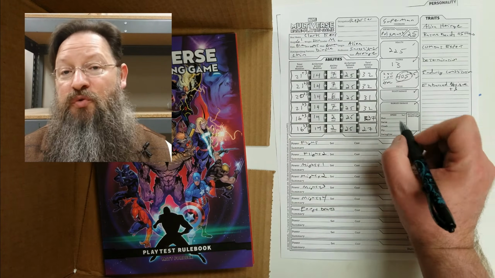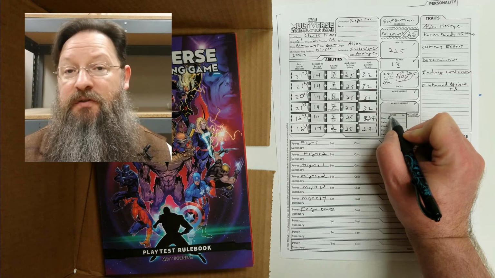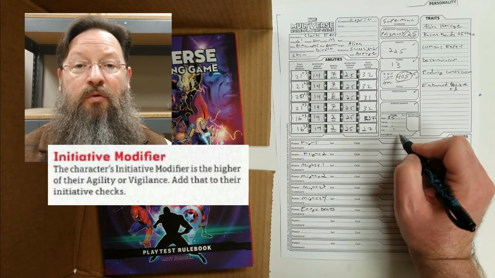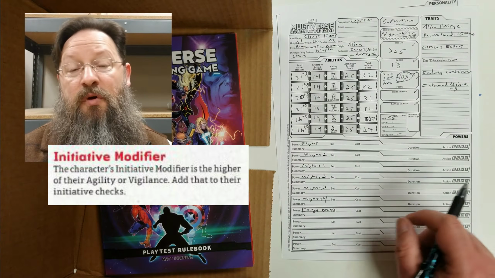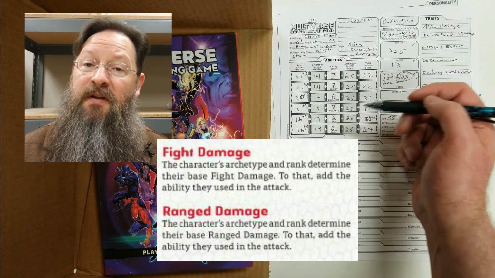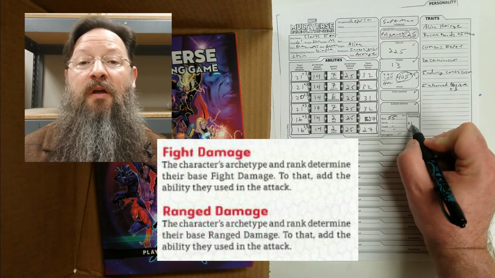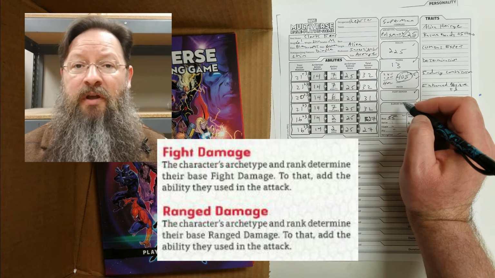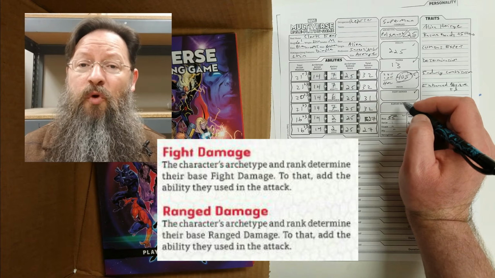But again, keep in mind other things can enhance your swim, climb, flying, and other speeds. Your initiative modifier is the higher of either your agility or vigilance. In our case, both are the same, so we're going to put down plus 10. Fight damage is found under your archetype, and then you add your ability that you use to attack. Ranged damage is determined in the same way. Now see, that wasn't all that complex.